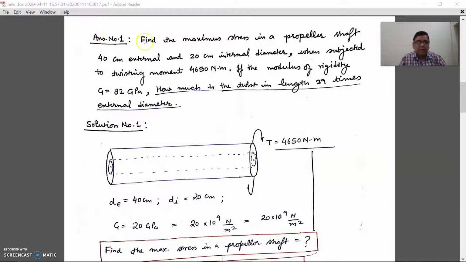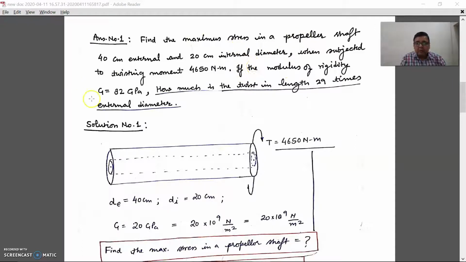Torsion equation, and that equation is T by J is equal to G theta by L is equal to tau by R, right? Okay, so this is the question. Let us study this question. Find the maximum stress in a propeller shaft. Diameter of the shaft is 40 cm external, 20 cm internal, when subjected to a twisting moment of 4650 Newton meter. Okay, you have to find out the maximum stress in this propeller shaft.